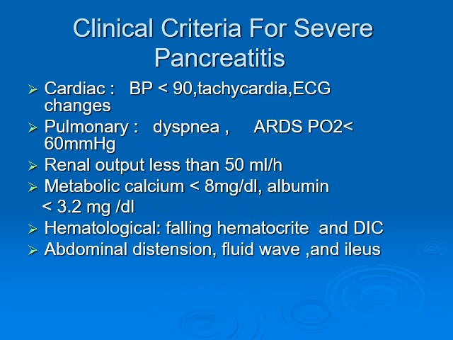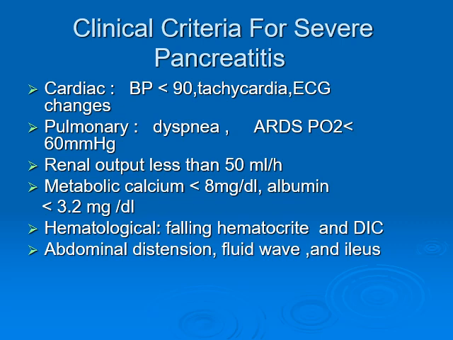Clinical criteria for severe pancreatitis: usually you find cardiac manifestation, blood pressure less than 90 millimeter mercury, tachycardia, ECG changes, pulmonary dyspnea, and you find adult respiratory distress syndrome if you have hypoxia and you find PO2 less than 60 millimeter mercury. Renal output less than 50 milliliters per hour. Metabolic: you find hypocalcemia and hypoalbuminemia.